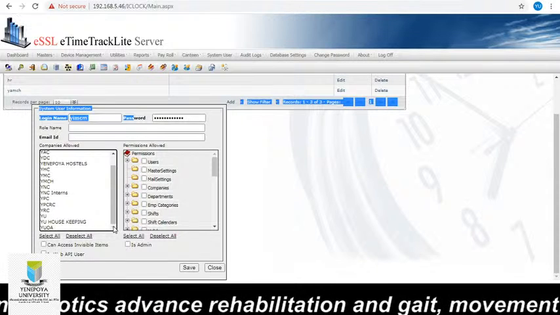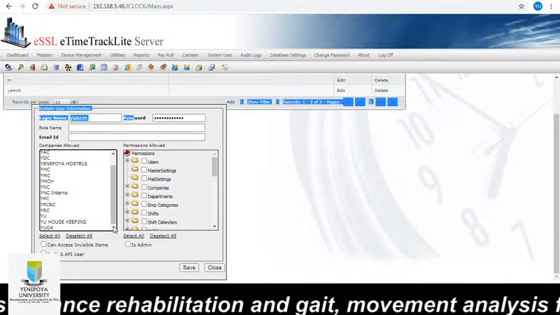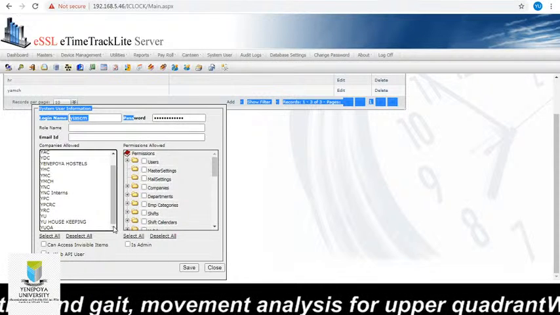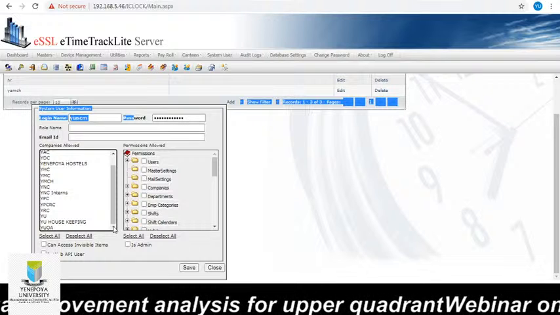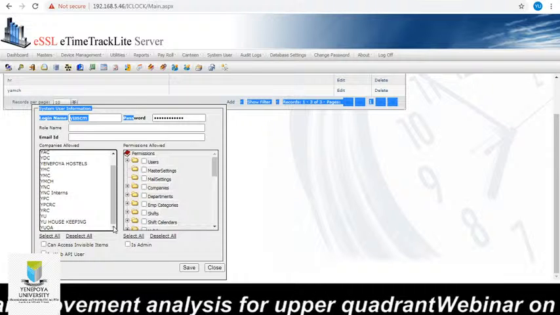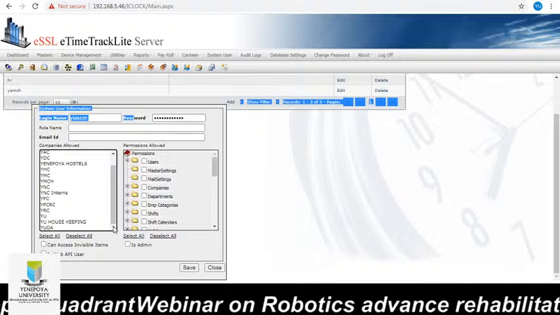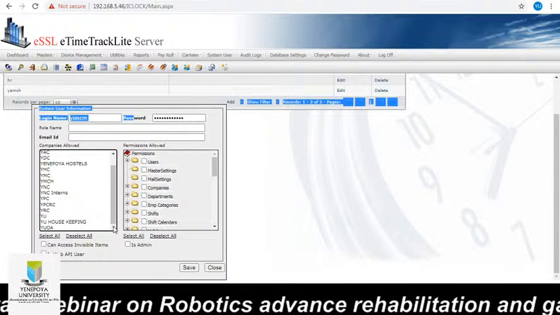Because there is a lot of difference between being held by us and being held by robotics in improving the confidence level of the patient, and to get quantitative feedback. This is very important when you deal with robotic rehabilitation. I will show you in my next slide what feedback and quantitative analysis you will get.